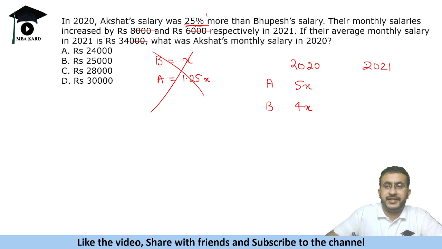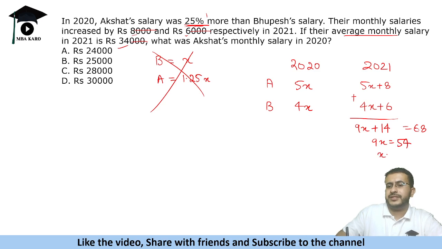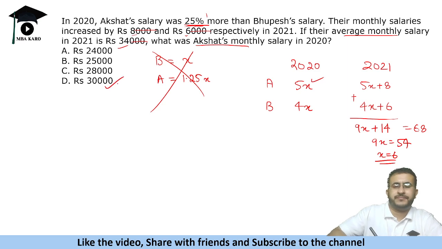Now it says that their monthly salaries increased by 8 and 6 respectively. Okay, 8 से इसकी salary बढ़ गई. So 5x plus 8 and his salary is 4x plus 6. Okay, now their average is 34. So their total salary will be 68. 9x plus 14 is 68. So 9x is 54 or x is equal to 6. If x is 6, we are asked Akshat's monthly salary in 2020, 5x, that is 30,000.